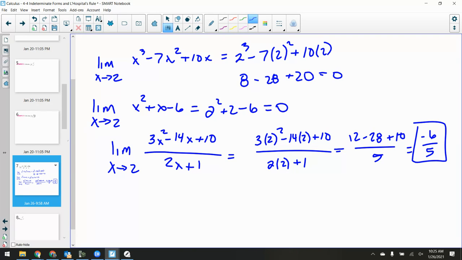So that's really L'Hopital's rule in a nutshell. Making sure that it fits the hypothesis. And if it fits the hypothesis, then you can use the derivative on top of bottom.